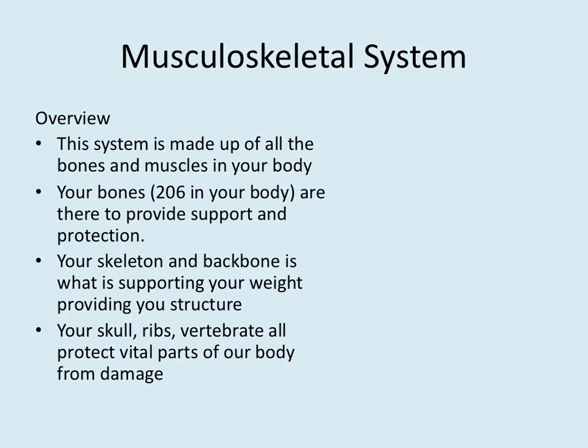This system is made up of all the bones and the muscles in your body. You have about 206 bones in your body, and they vary in size. Some bones are pretty large, and some bones are very, very small. Okay? And they provide support and protection for us. Now, your skeleton and backbone is what's supporting your weight, providing you structure. That's why we have the bones in our body.